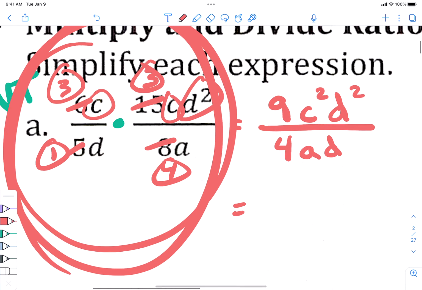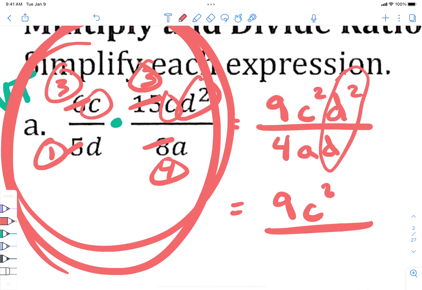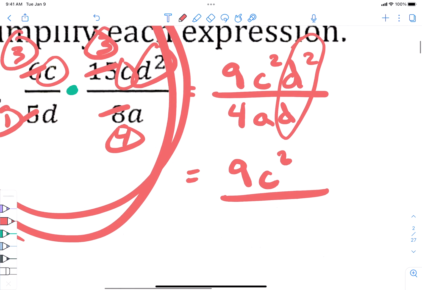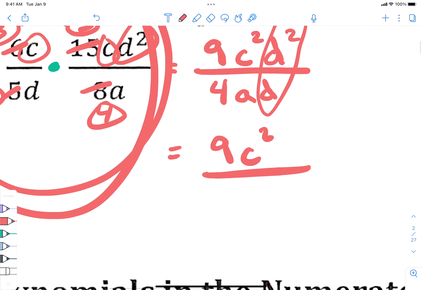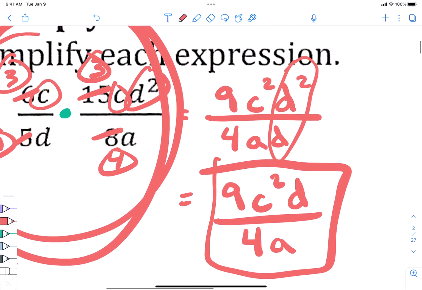Now I'm going to finally combine the D's right here. So on the top, I have 9C squared, okay? D, I have 2 D's on top, 1 D on bottom. What's left? 1 D on top, and then I have on the bottom 4A. Anything else? No. That's all, okay? So do a cleanup step if you need to.